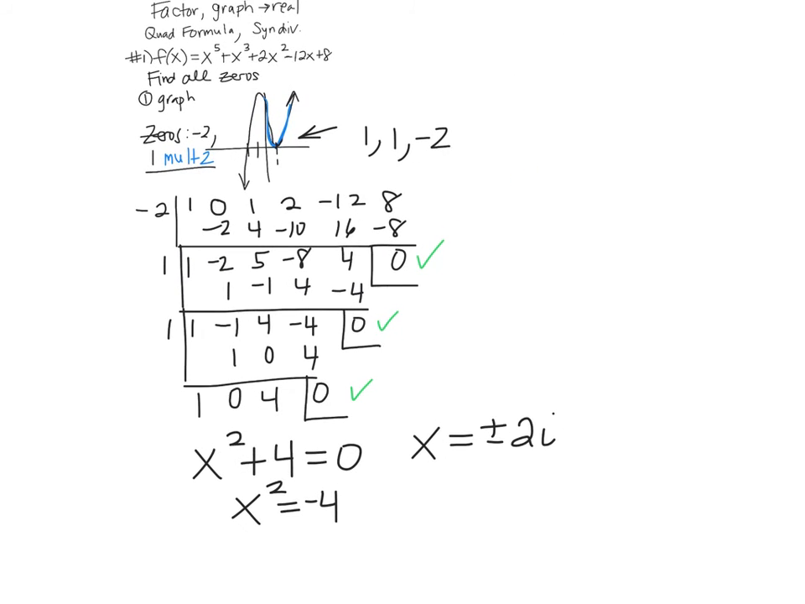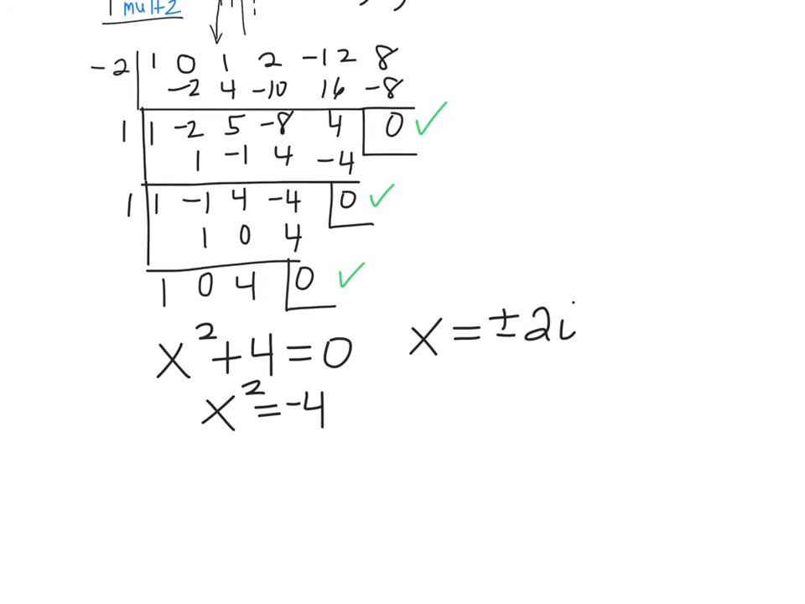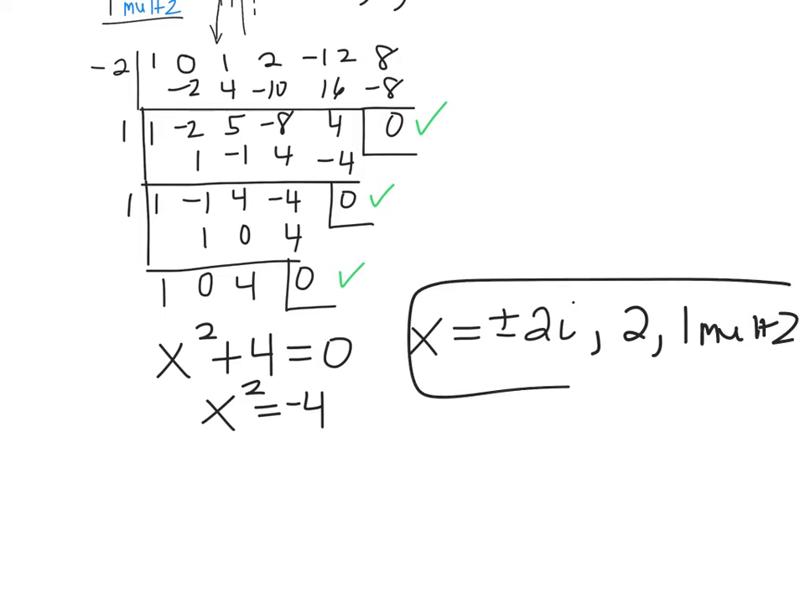Okay, so what was the question? How did all this work? What were they asking for? It says find all the zeros. So the zeros are plus and minus 2i, negative 2, and 1 with a multiplicity of 2. So there you go. We found all 5.